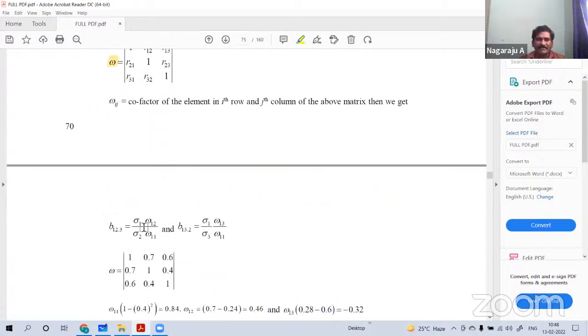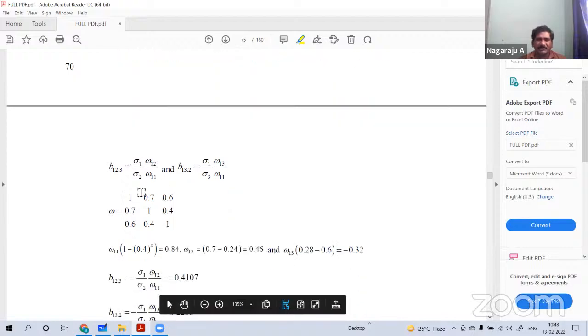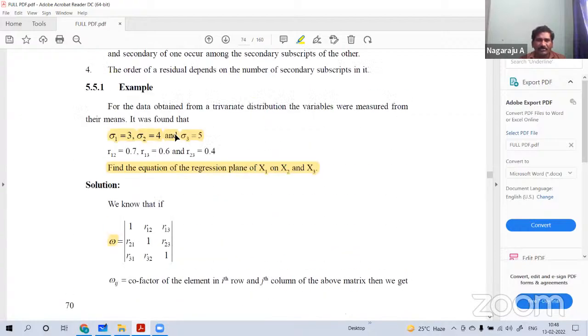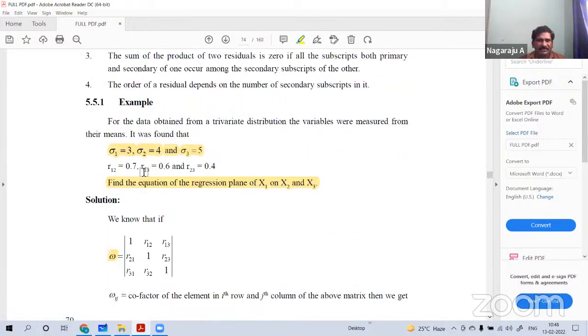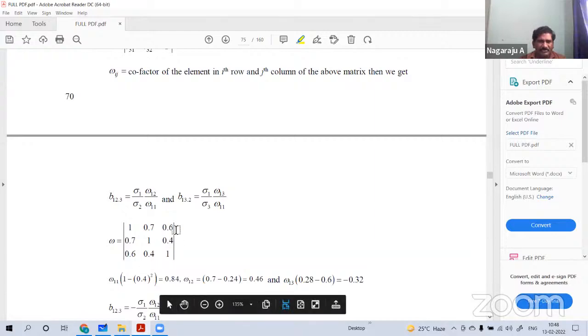So here the formula is B12 equal to sigma 1 W12. Here the W matrix is the coefficients matrix. R12, what has he given? Yes, he has given 0.7. The top values I am substituting here. All the W values I am substituting.